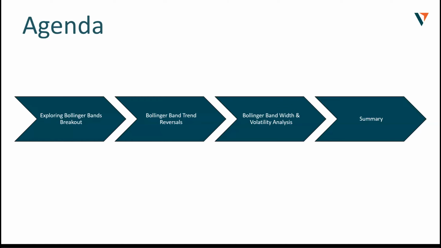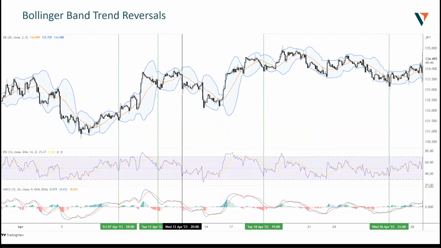So in our previous session on Bollinger Bands, when we take a look at trend reversals, you can see that there are a few things that we can note. In the specific example that was covered, we combined Bollinger Bands with other indicators, like oscillators such as RSI and MACD. But the general idea is the same.